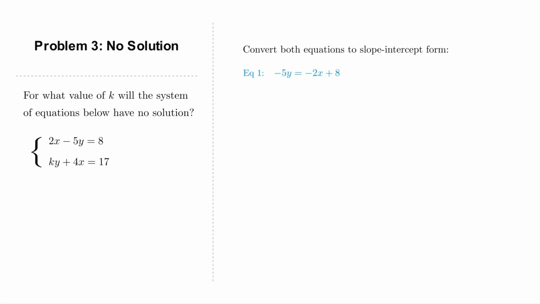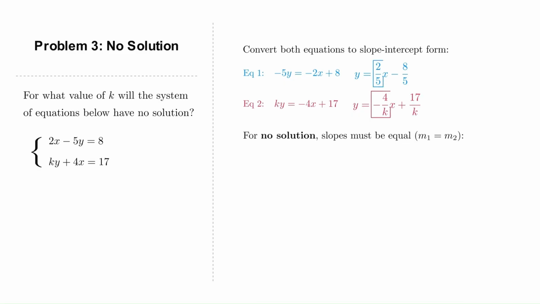Starting with the first equation, isolate the y term by subtracting 2x on both sides of the equation, then divide by -5. Now let's rewrite the second equation. Isolate the y term by subtracting 4x on both sides of the equation, then divide both sides by k. Since the system must have no solution, the slopes must be equal.